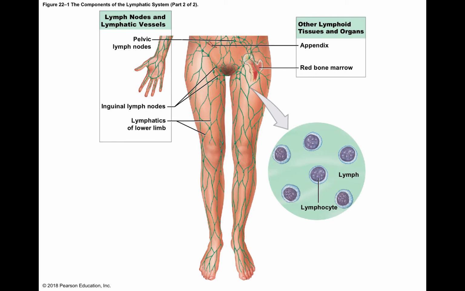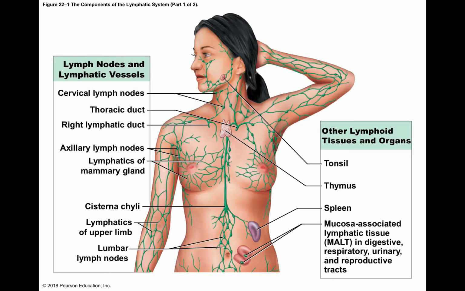So the main cell in the lymphatic system is called the lymphocyte. Okay, and the lymphocytes are floating around in the fluid that's called lymph. And there are different types of lymphocytes. There's 3 different types of lymphocytes, and we're going to talk about those 3 different types. We're also going to look at some other tissues in the body, just briefly, that are part of the lymphatic system, like the tonsils.